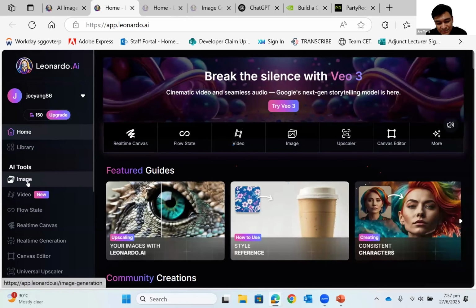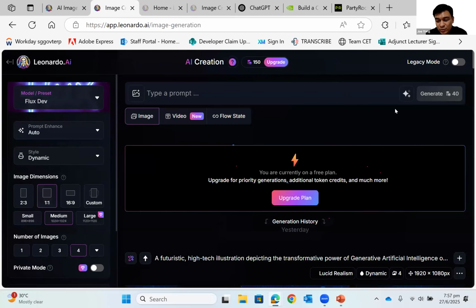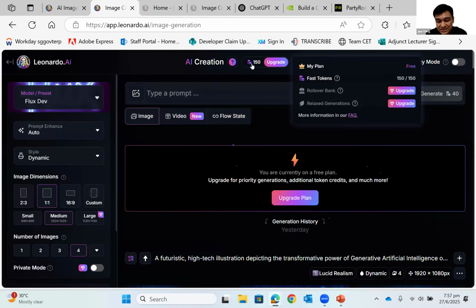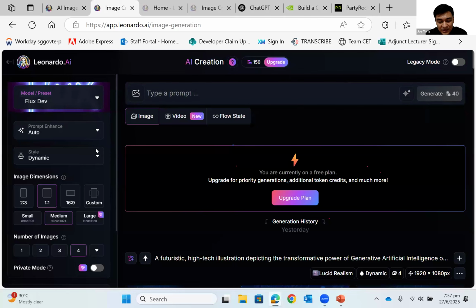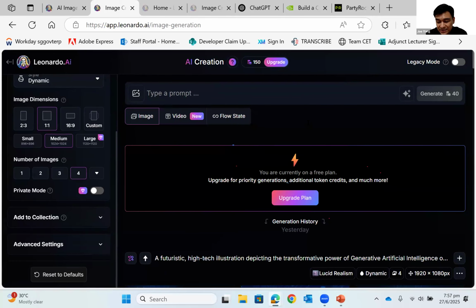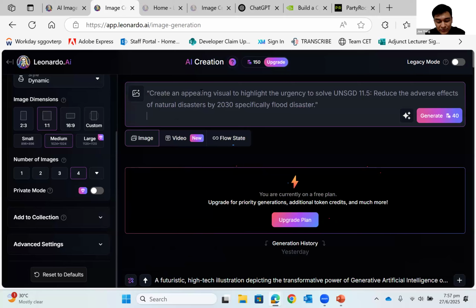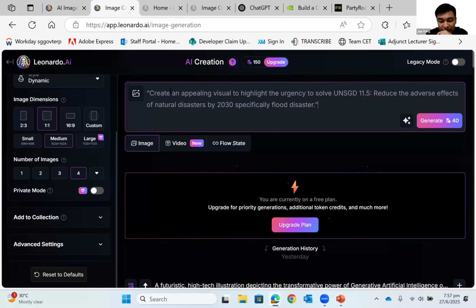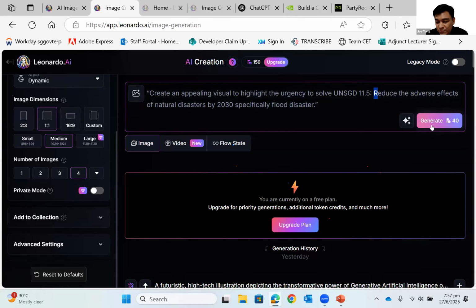To me, my favorite tool is the image one. Please take note, every day they give you 150 credits. Each photo creation deducts some points. If you want to generate but have no more points, that's it. Now I maybe have 150. Let me try Control V. I pasted: create an appealing visual to highlight the urgency to solve UNSDG 11.5, reduce the adverse effects of natural disasters. If I click generate 40, it will take 40 coins from my existing 150.